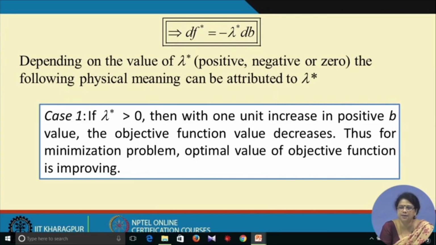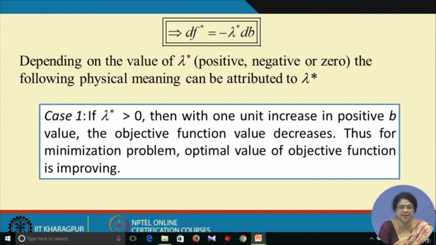Let me consider lambda star is positive. If lambda star is a positive value, then if I increase b, a positive increase in b, what will happen? The objective functional value will decrease. How much will it decrease? It will decrease by an amount lambda star. If I change b by 1 unit, then f will decrease by lambda star units. Did you see the nice connection of the Lagrange multiplier here?